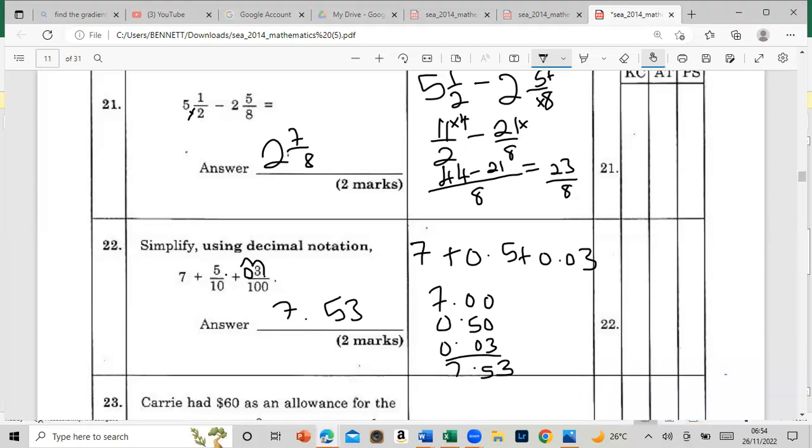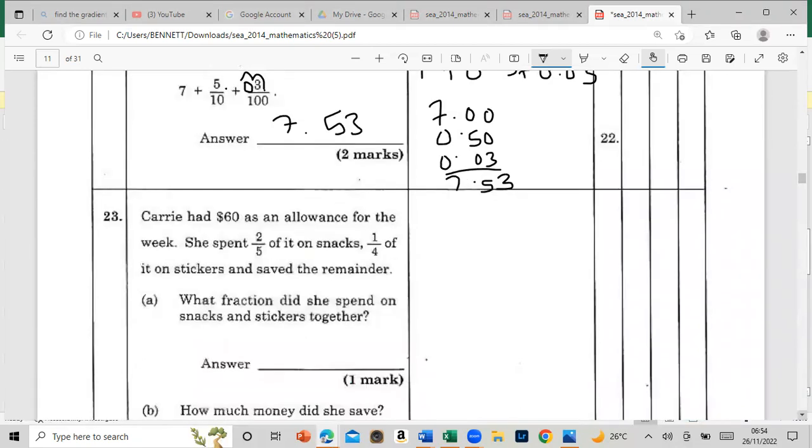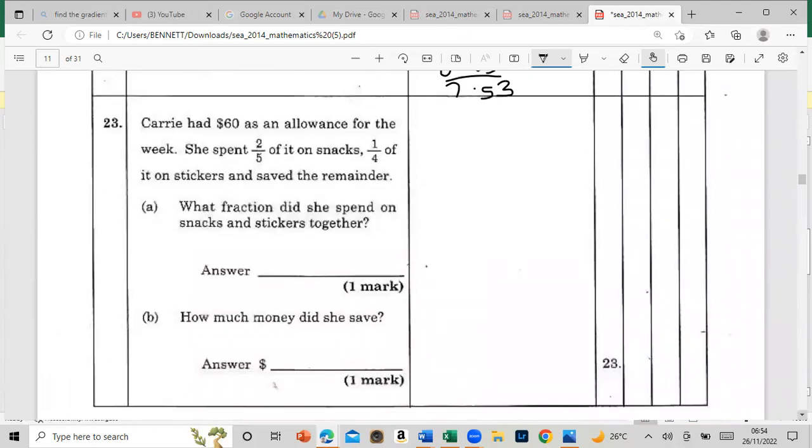Alright, let's move on to 23. Carrie had $60 as an allowance for the week. She spent 2/5 of it on snacks, 1/4 of it on stickers, and saved the remainder. What fraction did she spend on snacks and stickers together? Since they ask for a fraction, all we have to do is add 2/5 and 1/4.